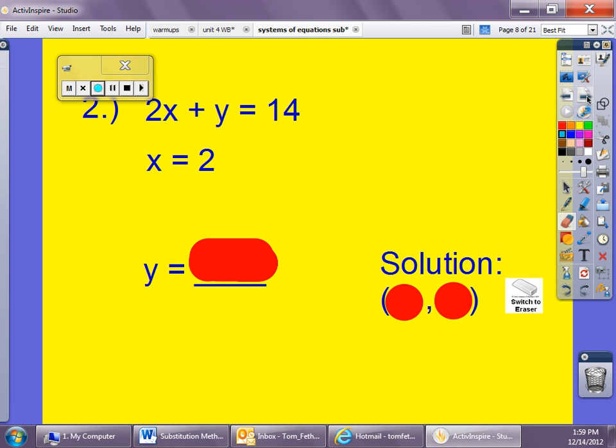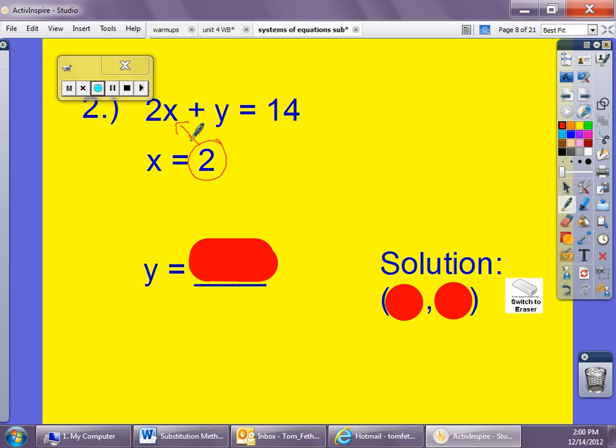So if we look at the second example, now it's a little bit harder. It says we have 2x plus y equals 14, and then we have x equals 2. Well, now we know the x value, we need to find the y value. So what we want to do is substitute the x value back in. I also like to call this method the circle and point method, because I'm going to circle this 2, and I'm going to substitute this 2 in for my x.